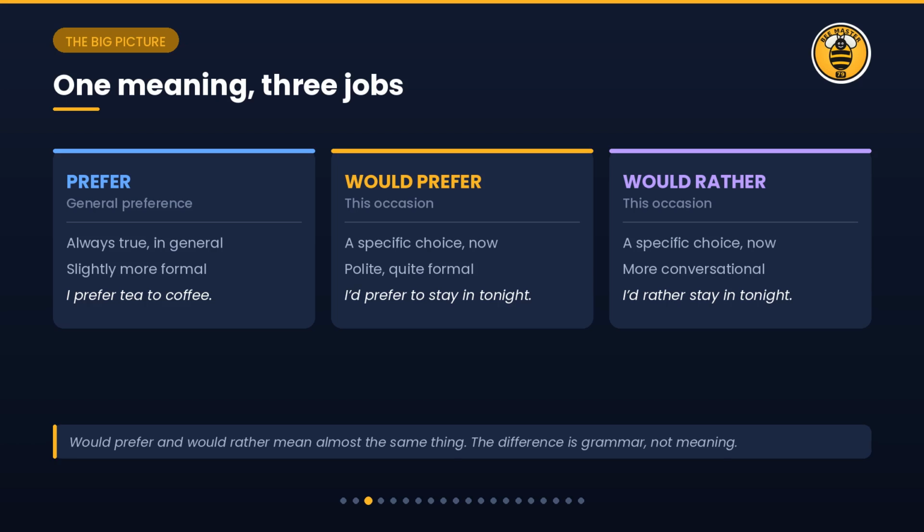Those last two mean almost exactly the same thing. Would prefer is a little more formal and polite. Would rather is a little more conversational. The real difference between them is not meaning, it is grammar, and that is what the rest of this lesson is about.